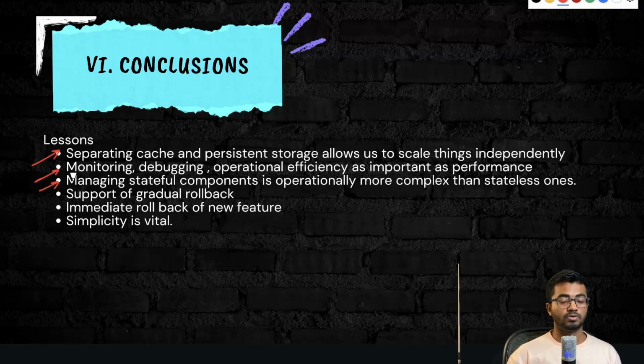And of course, managing stateful components is operationally more complex than managing stateless ones, and that is why we went into the Memcache client, which is stateless, and we could do multiple quick iterations and quick deployments. We should be able to roll out a feature one by one. And there should be support for immediate rollback of a new feature. If things go wrong, we should be able to roll back that feature as soon as possible with the least amount of disruption. And of course, simplicity is vital. We have to build systems so that simplicity is at the center of the design, and that is how it will work out.